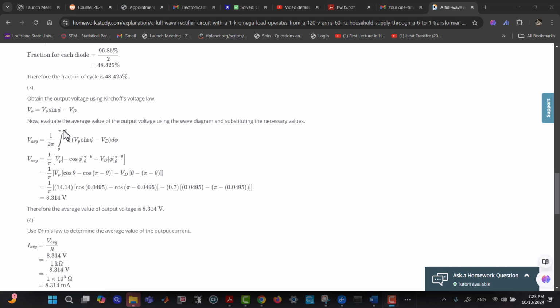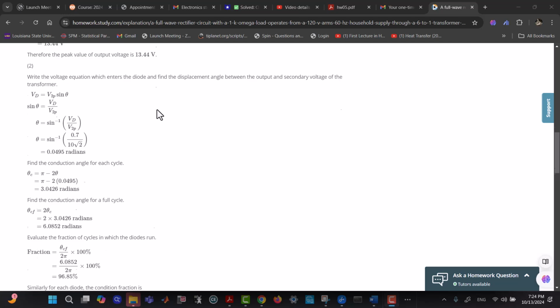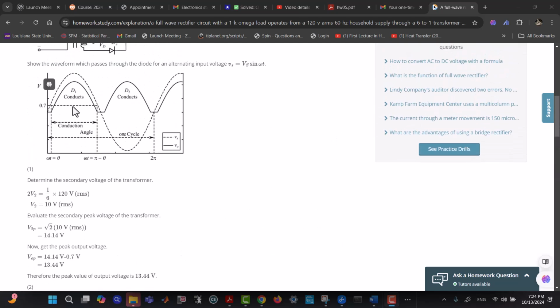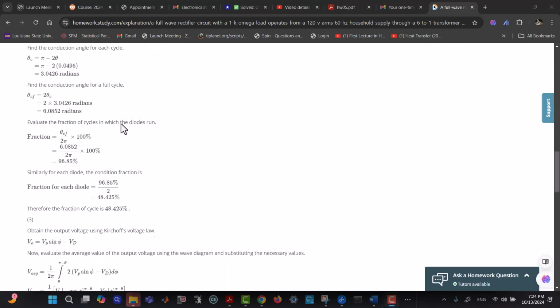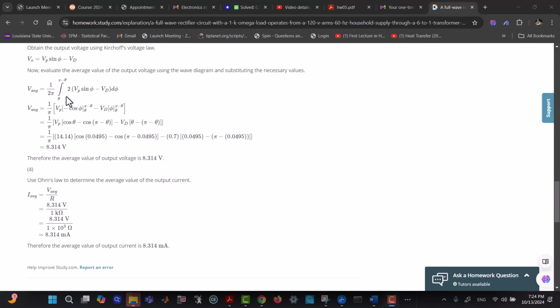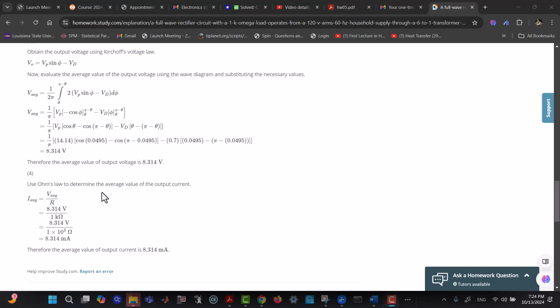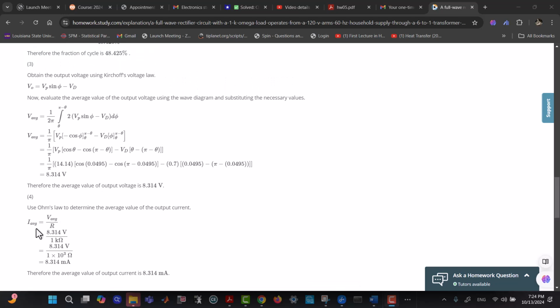So you would integrate over the angles here where it is conducting, and there's two of them, so that's, I imagine, where the 2 comes from. And then you integrate. That actually is something I could do, but that's just math. And then you get the average value. And then to get the average value of the output current, you would just use Ohm's law.